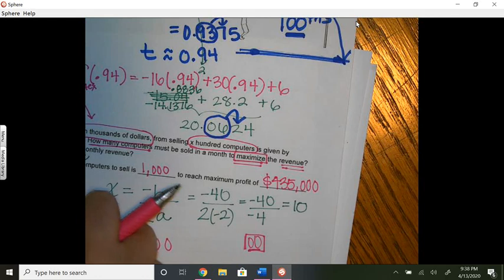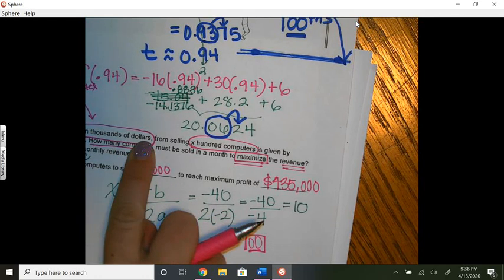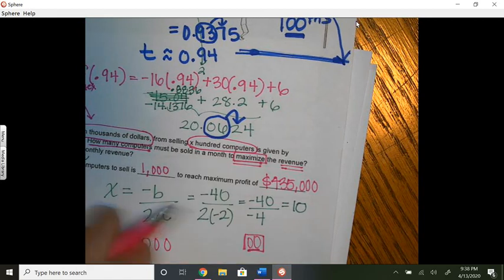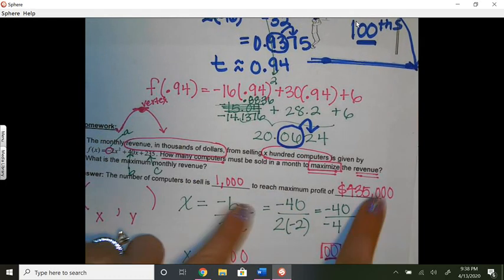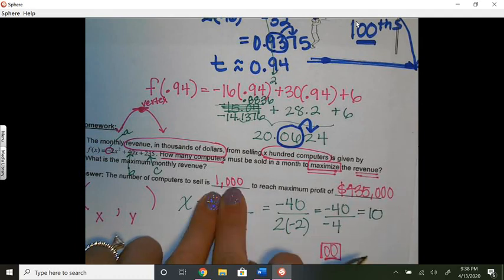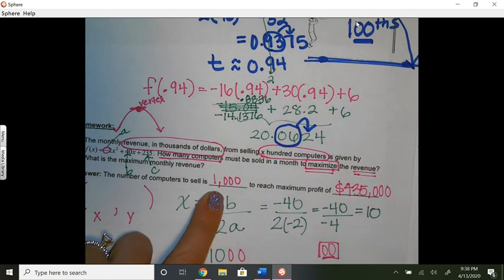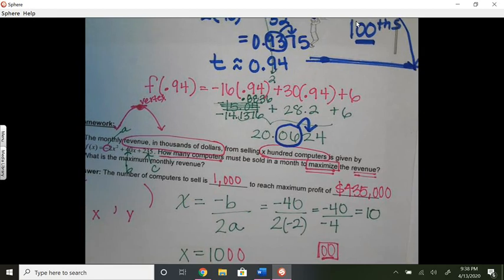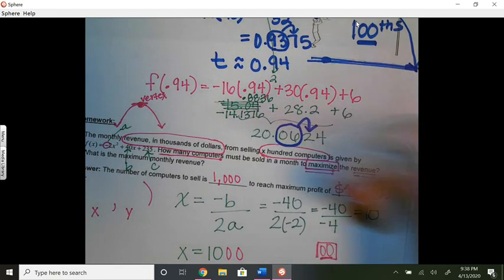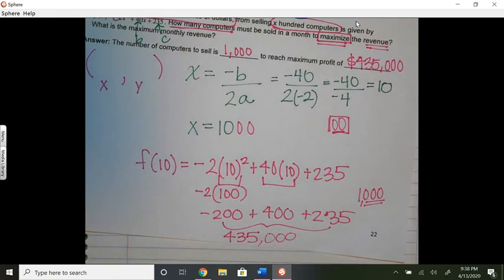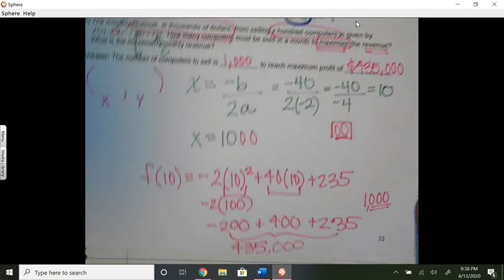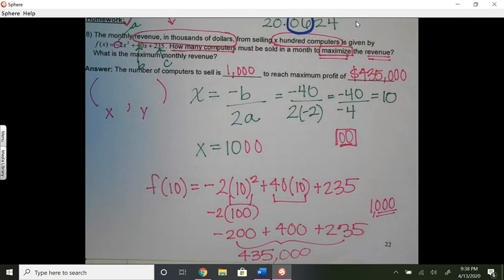So again, it says the monthly revenue in thousands of dollars from selling X hundred computers is given by. So again, the amount of revenue is going to peak and have a maximum, and then it's going to go down. So this is the most profit they'll make if they sell 1,000 computers. And then they're probably going to sell it for too much, and the profit will go down. Okay. So again, there's lots of other examples of where we want to find the highest point or the maximum or the minimum. These are just 2 examples. So when you do your homework, you'll do a few other examples as well.